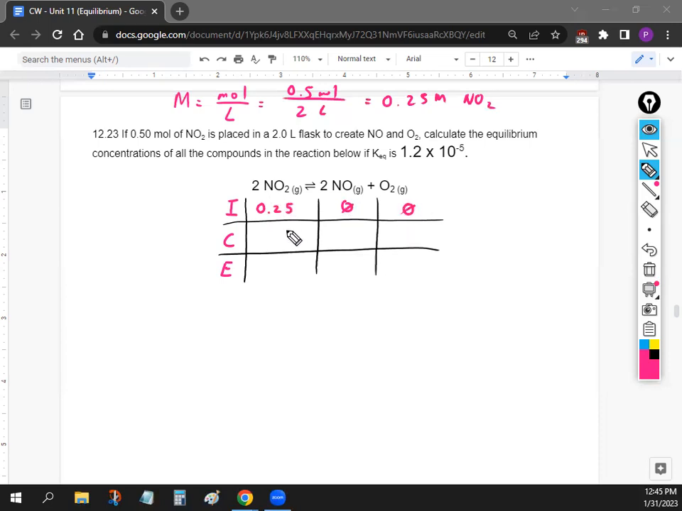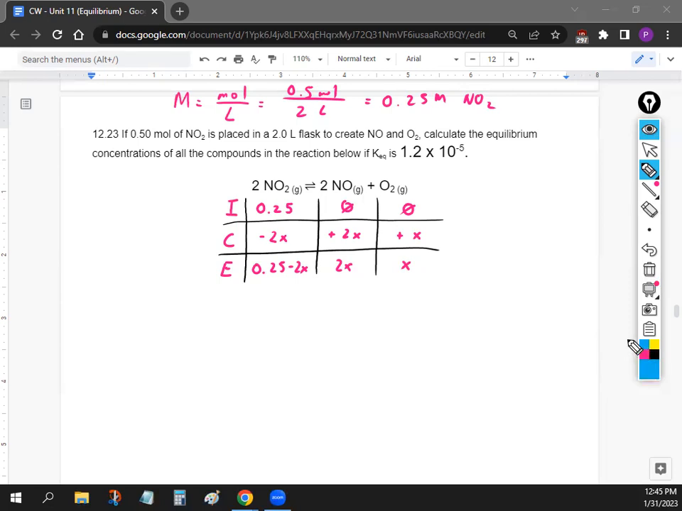Now we got to figure out the change. We have to keep in mind the mole ratios between the two. Since we only start with reactant, we have to lose some of the reactant, right? So we're going to do minus 2x. Here it's going to be plus 2x, and it's going to be plus x, okay? So we got 0.25 minus 2x at equilibrium, 2x at equilibrium, and we got x right here, okay? So far, so good?